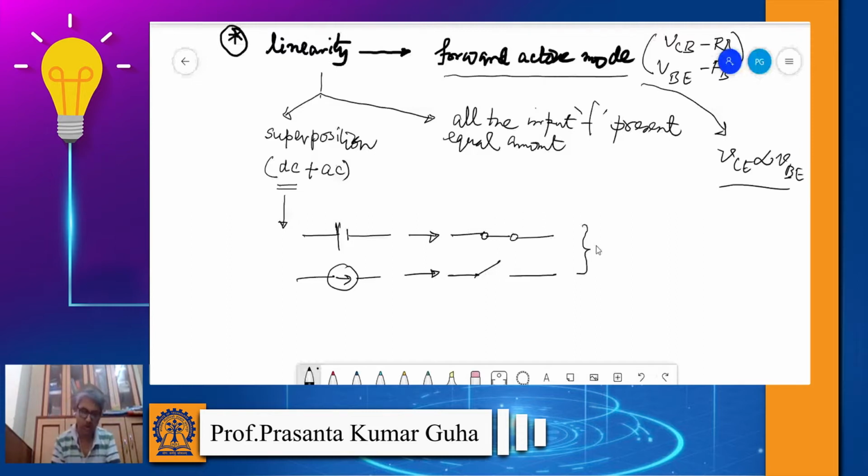don't have to take into account the effect of DC voltages, although it is implicit that when we see the effect of AC signal, the BJT should be in the forward active mode. So BJT will be biased in forward active mode, but we can see the effect of AC separately compared to that of DC voltages, DC signal.